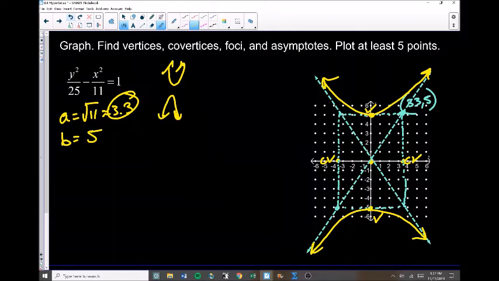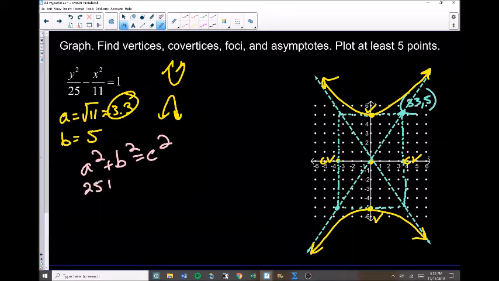The foci are the last thing we're going to have to plot here. The foci are always somewhere inside the curve. All foci are always inside the curve. That's true for circles, ellipses, hyperbolas, and parabolas. So I have to find the foci. To find the foci, I do a squared plus b squared equals c squared. And c is my distance to travel to get to the foci.